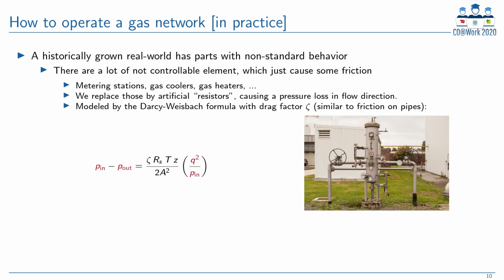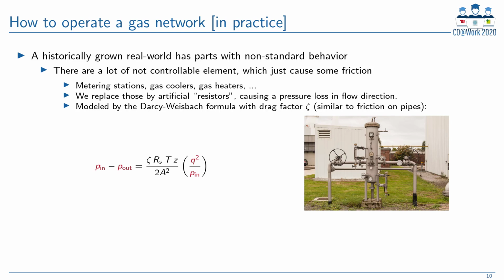For some of those elements, we can model their corresponding influence on the gas network operation by using the artificial resistor element. It can be used for all sorts of network equipment that serves a special purpose but is not relevant to the actual network operator. Since these elements cause some additional friction, we cannot simply ignore them, but use the resistor to induce a certain amount of friction in the direction of the flow.